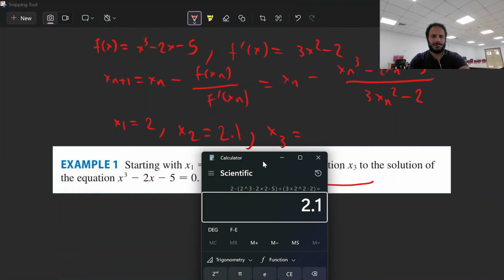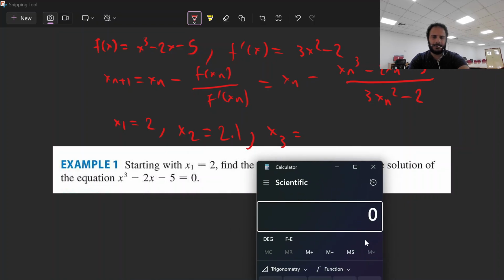So let's see here. I have 2.1, Control C. Let's start again now. Control V minus, open parentheses, we have Control V cubed minus 2 times Control V minus 5, close the parentheses, divided by open parentheses 3 times 2.1 squared minus 2. Now close the parentheses, you get this number.